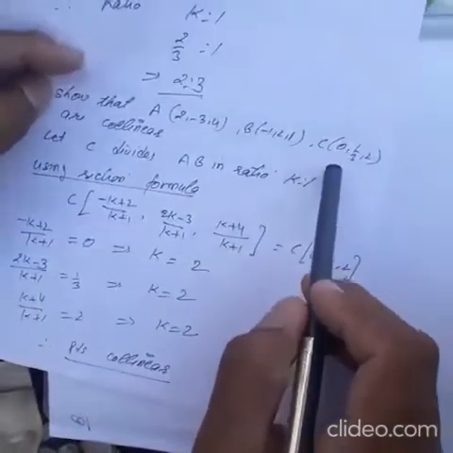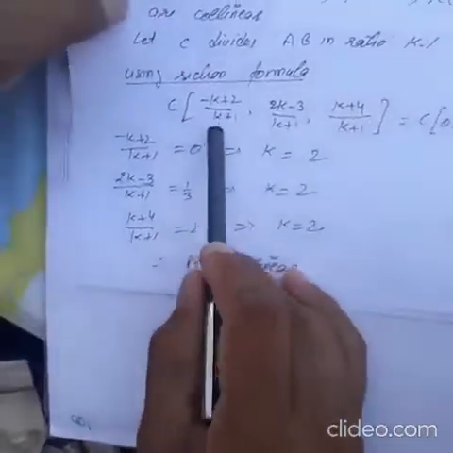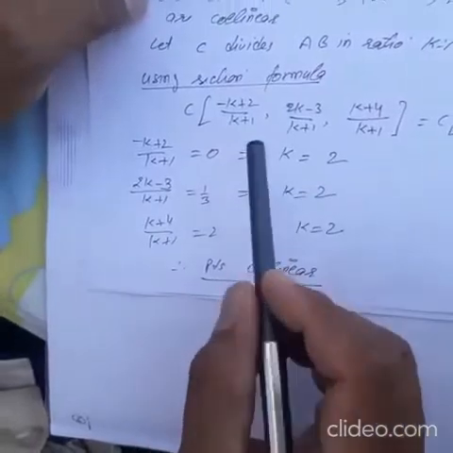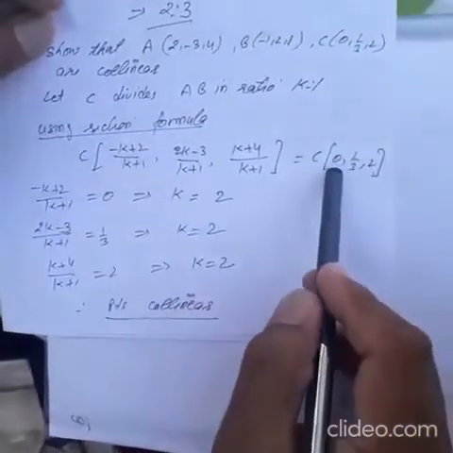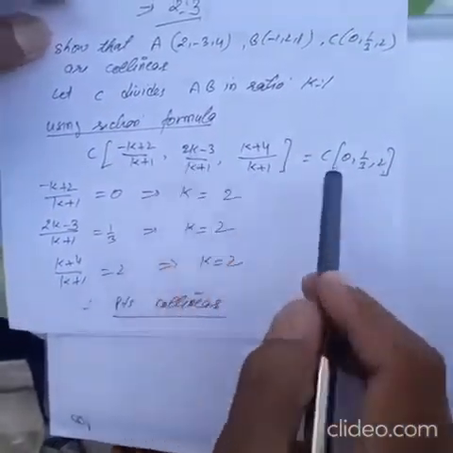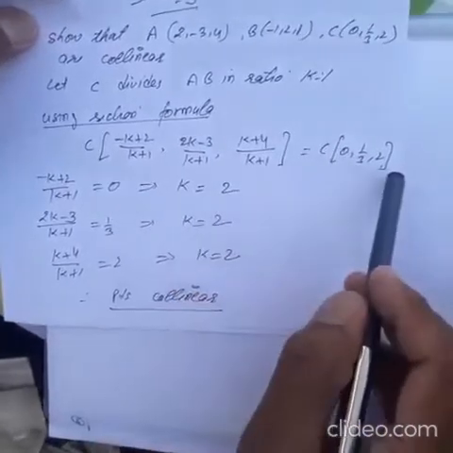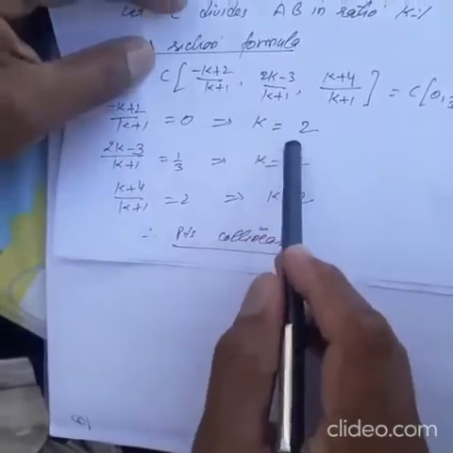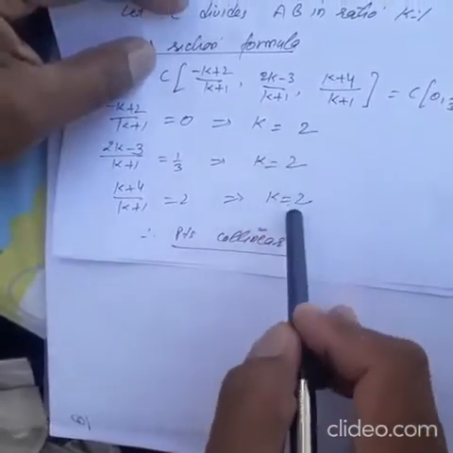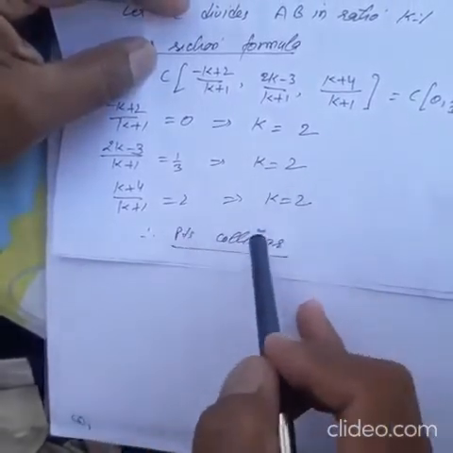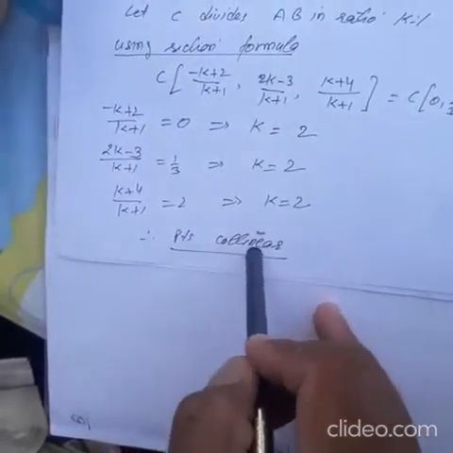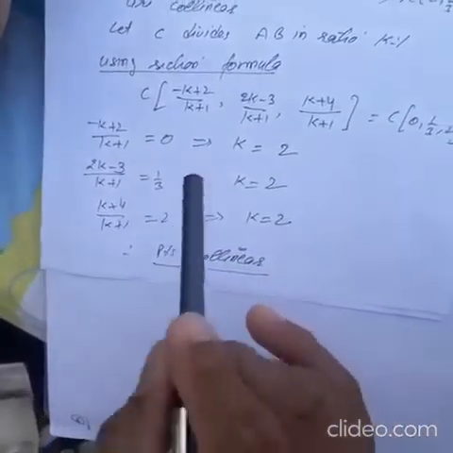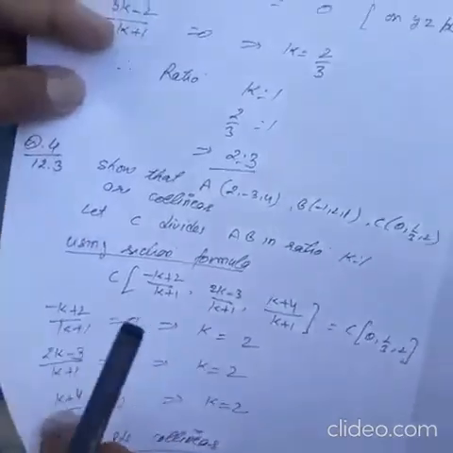We are given C point. Compare and find out values of k. So x coordinate will be equal to x coordinate, y coordinate will be equal to y coordinate, and similarly z coordinate. So find out k, and values of k are equal in all the three cases. So therefore the points are collinear. So I hope it is clear to all of you.